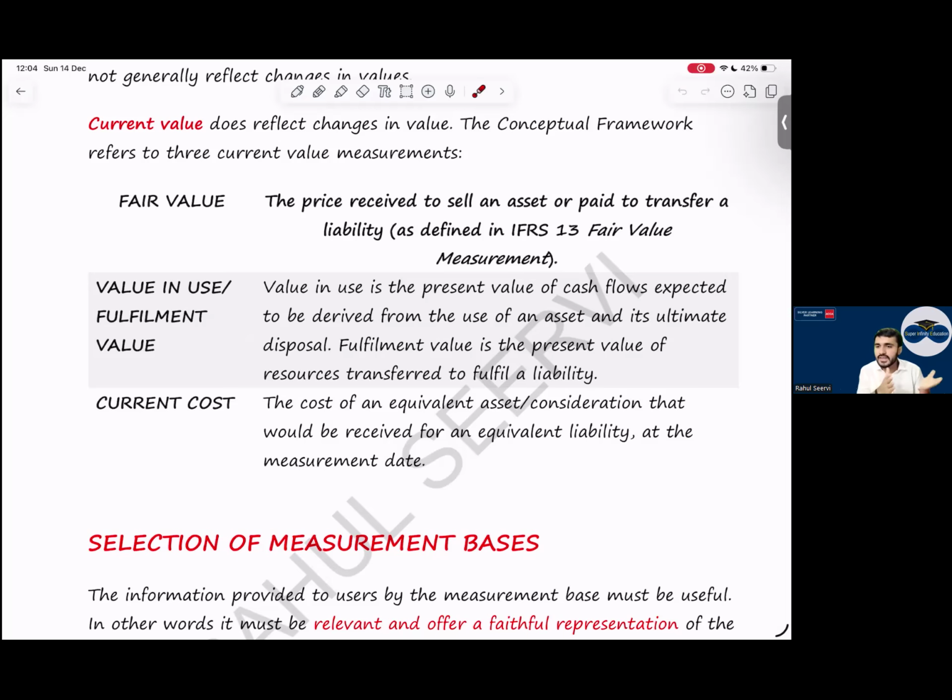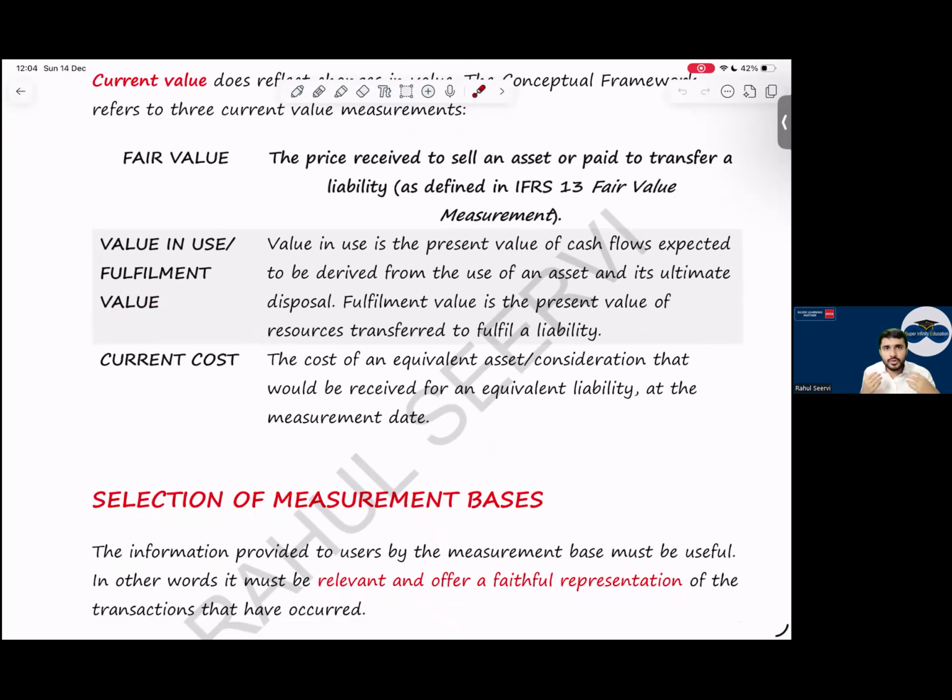Once this part is done, then in the last 30 minutes I'll explain the present value concept so that we'll be using the same thing in each and every standard. Sir, current cost. What does current cost mean? Current cost means what? Today, if I go to the market and purchase the same machine, what is the cost?